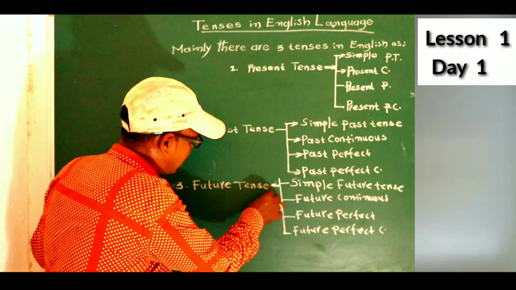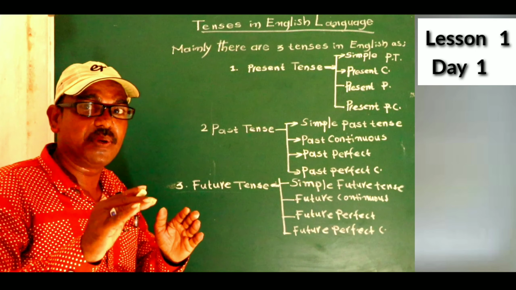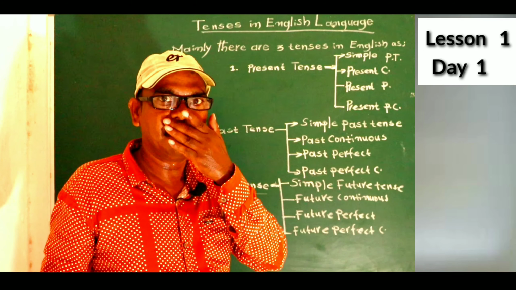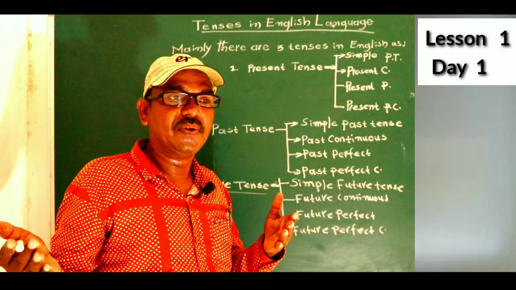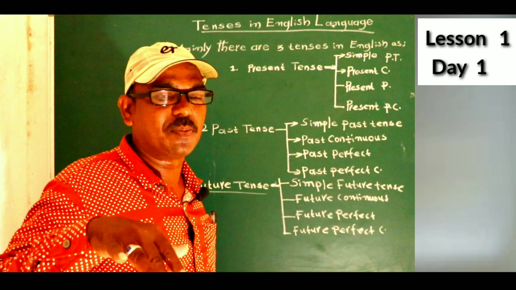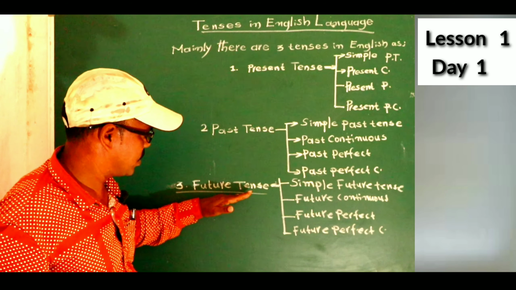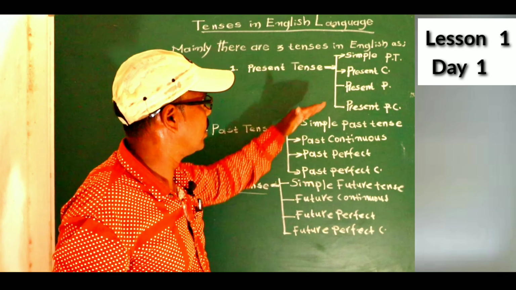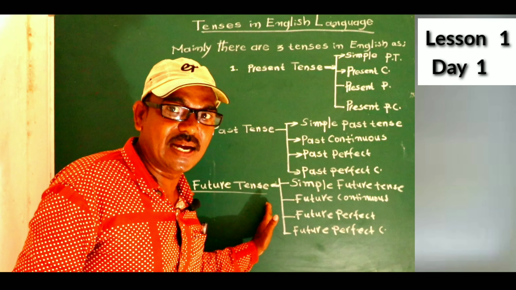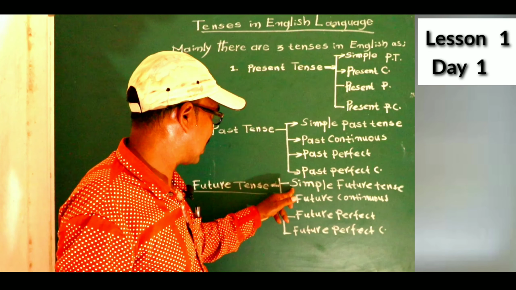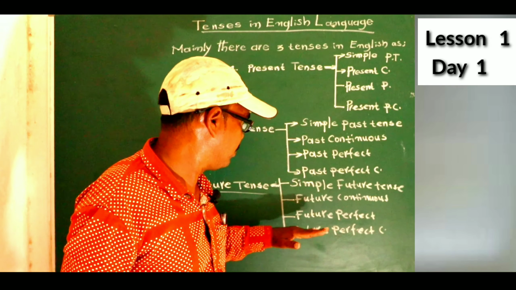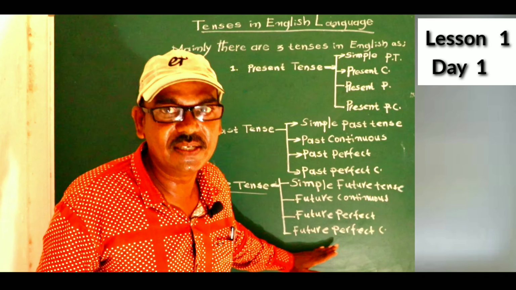Next, what is the future tense? The future tense is the actions which will happen at later times. For example, tomorrow. If we talk about the actions which have to take place, it is known as the future tense. The future tense also, like the present tense as well as the past tense, is divided and categorized into four types. Simple future tense, next future continuous, future perfect, future perfect continuous.